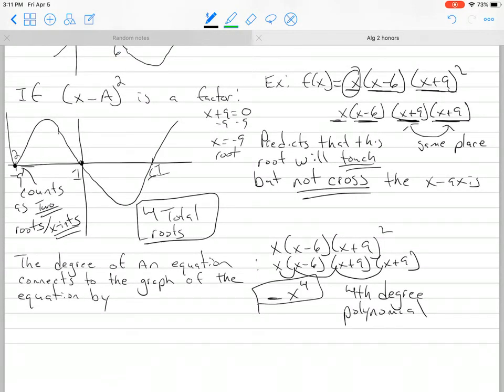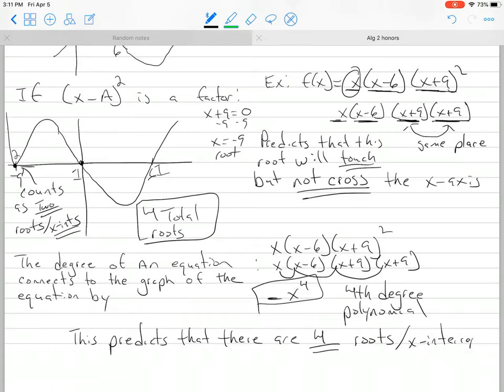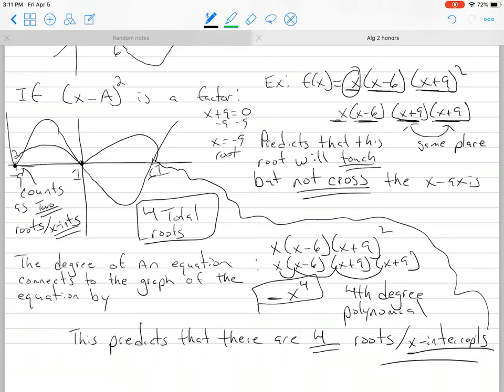If it is a 4th degree polynomial, this predicts that there are 4 roots, aka x-intercepts. Just like we saw back over here: 1, 2, 3, and 4. Remember, when it just touches, it counts as 2.